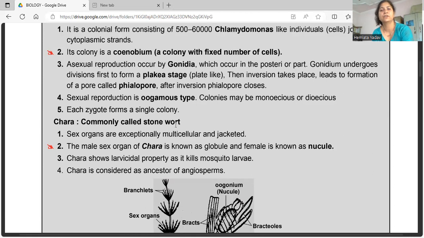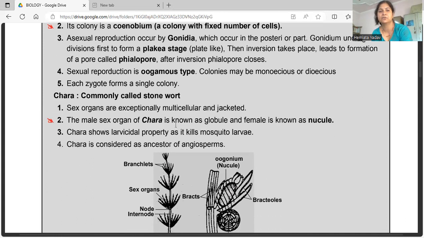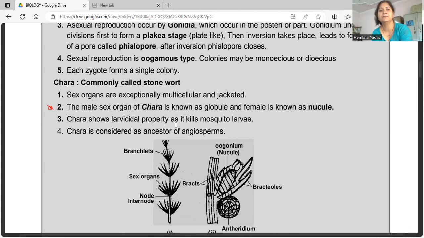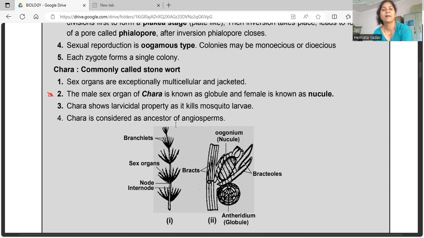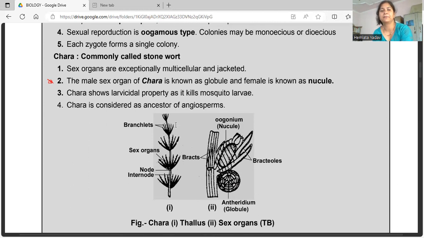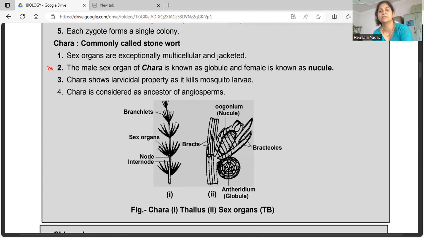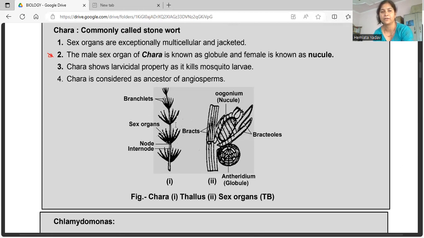Volvox, commonly known as rolling ball algae, is colonial, and 500 to 6,000 cells exist in a colony. Like Chlamydomonas, individual cells are joined by cytoplasmic strands. Its colony is a coenobium, a colony of fixed number of cells. Asexual reproduction is by gonidia, which occur in the posterior part. Gonidium undergoes division first to take the plakea stage, plate-like, and inversion takes place due to the formation of phialopore. And sexual reproduction is oogamous type. Each zygote produces a single colony.